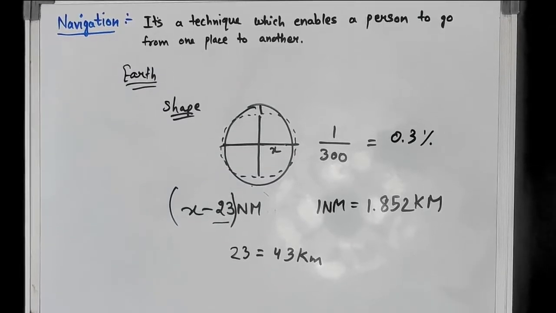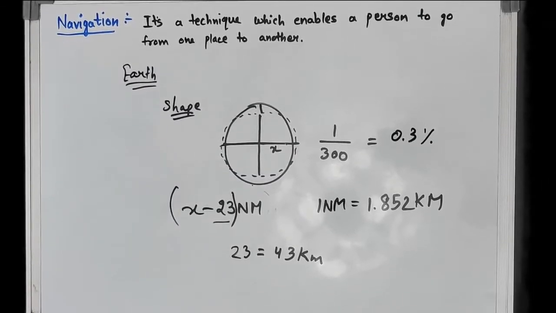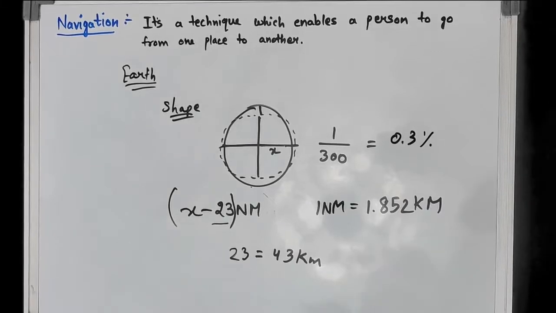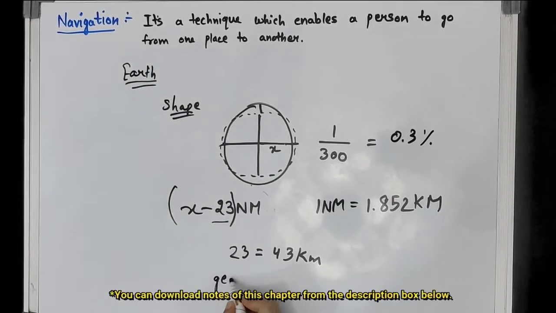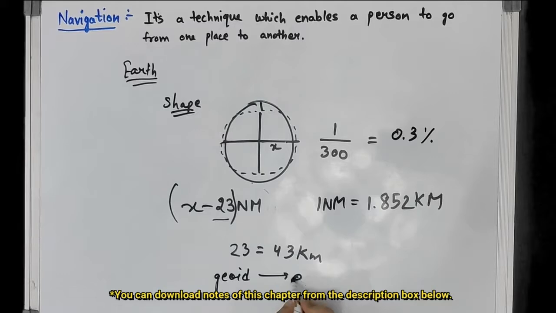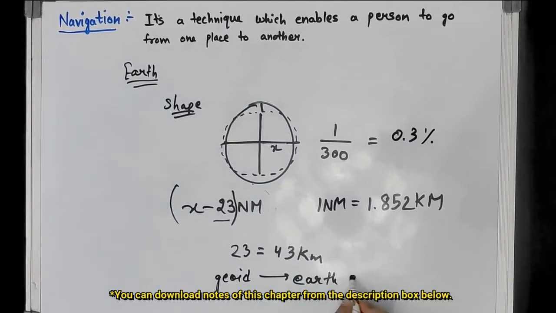Since Earth is neither a sphere nor a perfect ellipse, we define Earth's shape as geoid. Geoid means Earth shaped.